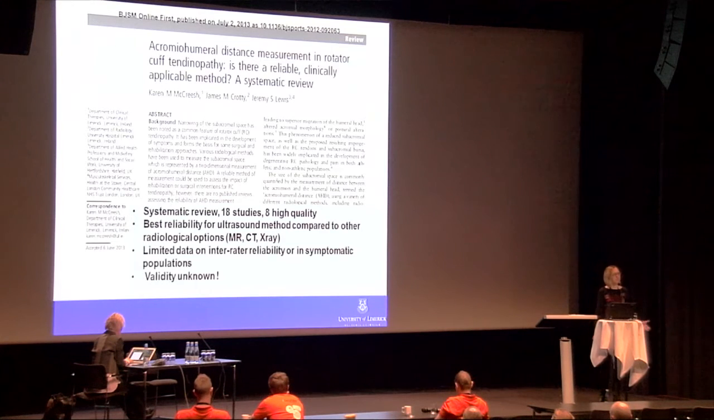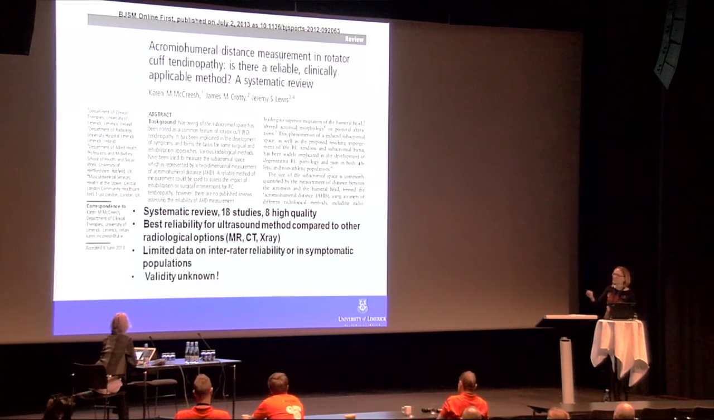So the first thing I did was a systematic review, examining the radiological methods that were available to measure the subacromial space. And we used the acromiohumeral distance as a proxy for measuring the subacromial space. Already we have a limitation, because we're using a 2D method to measure a 3D phenomenon. But that's a limitation we often have to accept when we're doing this in a clinically applicable way. So the acromiohumeral distance is the proxy for the subacromial space.